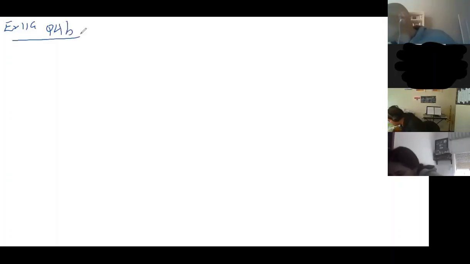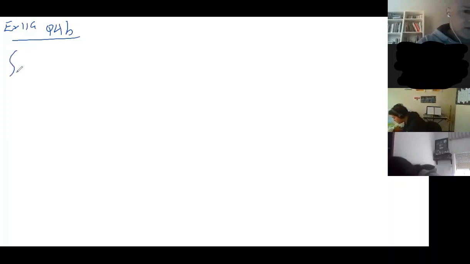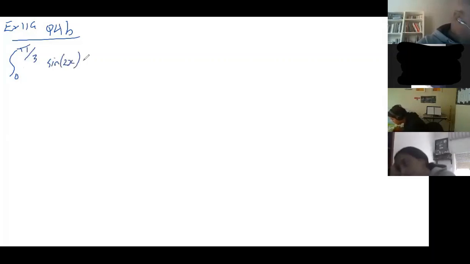Okay, exercise 11G, question 4B, which says, for each of the following, draw a graph. I'm not going to draw a graph for you guys. Illustrate the area given by the definition and evaluate it. So, integral between 0 and pi over 3 of sine 2x dx. Okay, integrating sine, we'll first differentiate in here, becomes 2, so this becomes a half.